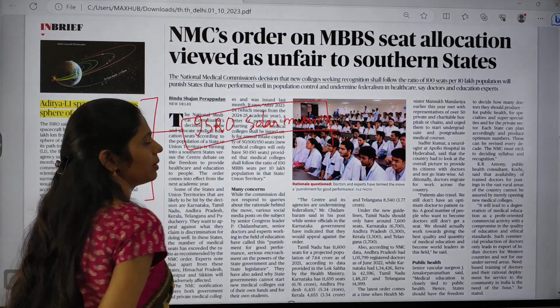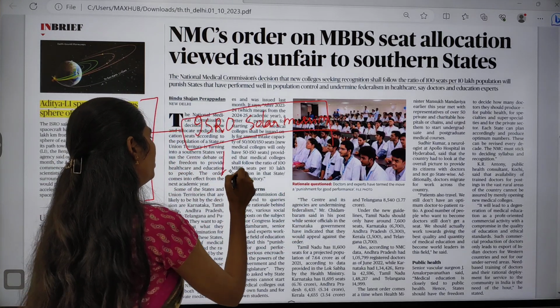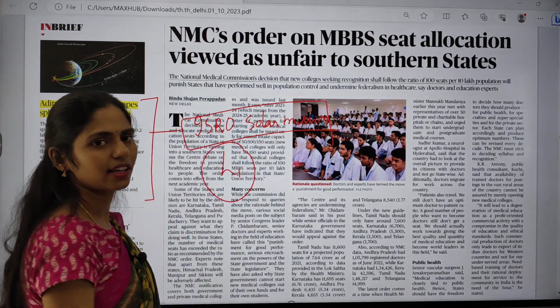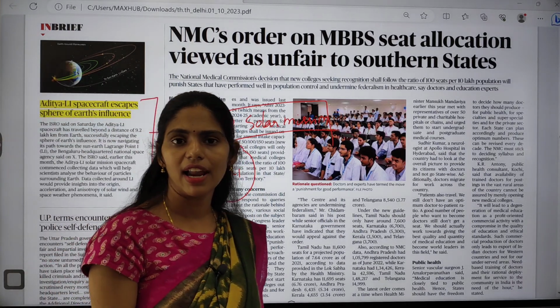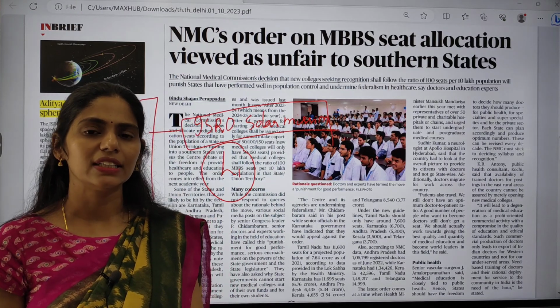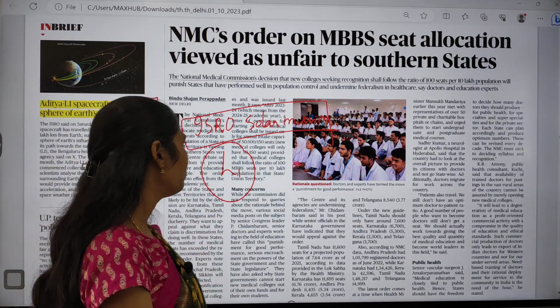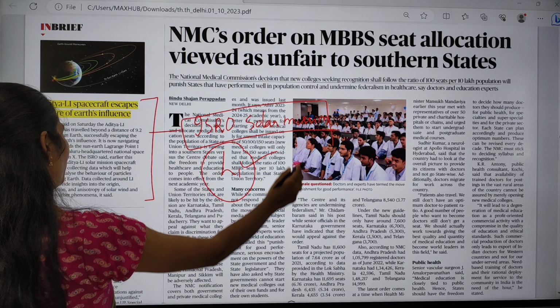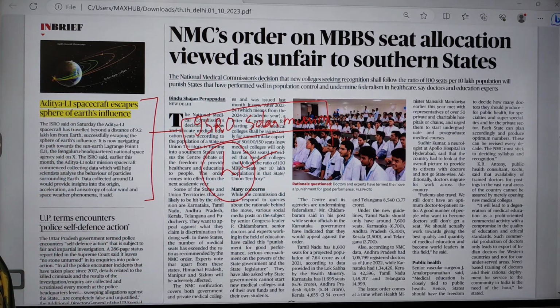We are going to keep this Aditya at the L1 point. The L1 point is nothing but a Lagrange point. There are five Lagrange points, L1, L2, L3, L4, L5, and we are placing Aditya at the L1 position. And what are the aims of this mission?